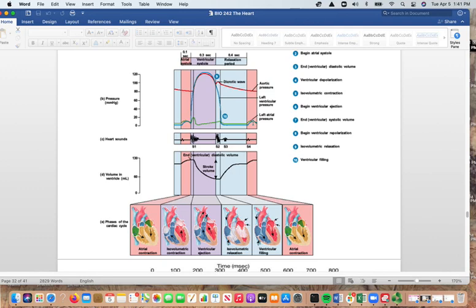So you can see here where the heart sounds are going to correspond with this as well. The S1 and the S2, which are the two that are easiest to hear. S3 and S4 are very subtle.